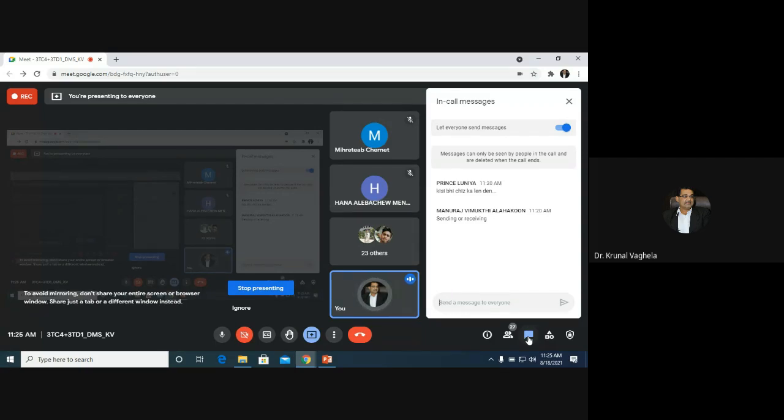Now the definition of transaction which is written in your book: any activity in which you access the database or update the database is a transaction. Let me repeat. Any activity which either accesses the database or updates the database is a transaction.